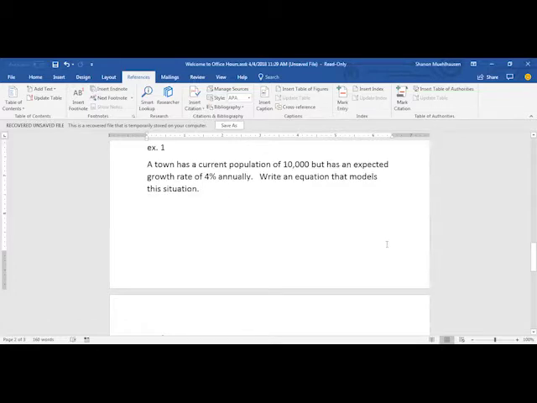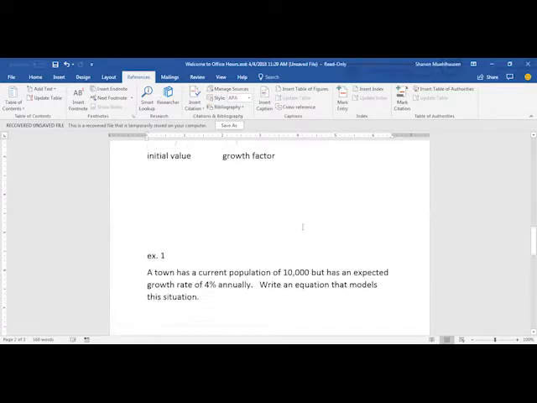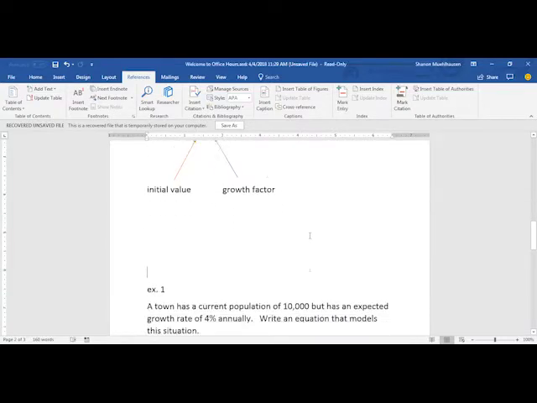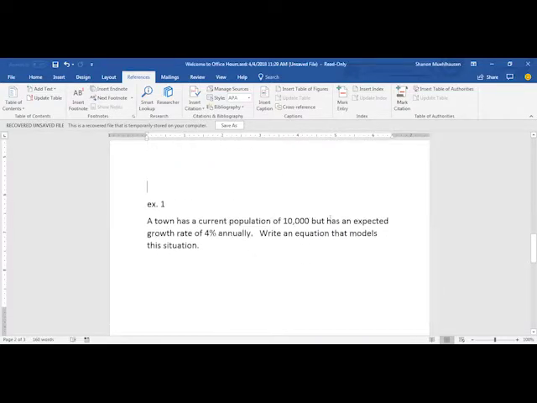Example 1. A town has a current population of 10,000, but has an expected growth rate of 4% annually. Write an equation that models this situation. Please notice we called the b the growth factor, and here we're talking about a growth rate. So I want to be clear on the difference.